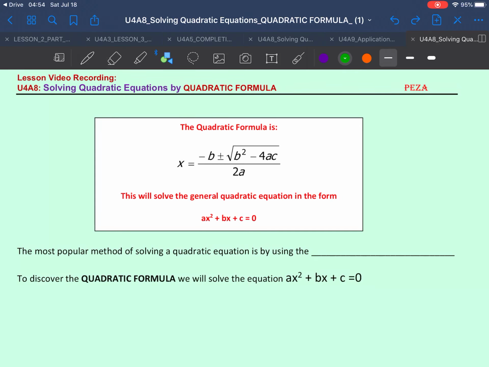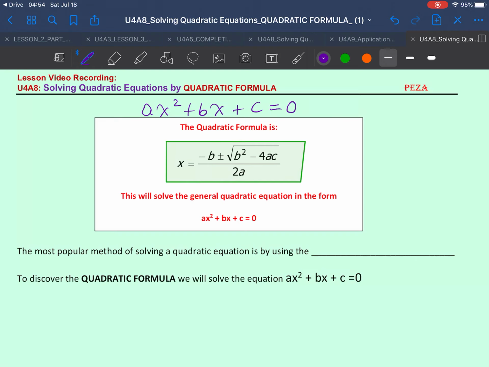Hello and welcome. In today's lesson, we will talk about one of the most famous math formulas, the quadratic formula. Remember that in the past few lessons, we have been trying to solve quadratic equations. Quadratic equations are equations of the form ax squared plus bx plus c equals 0.